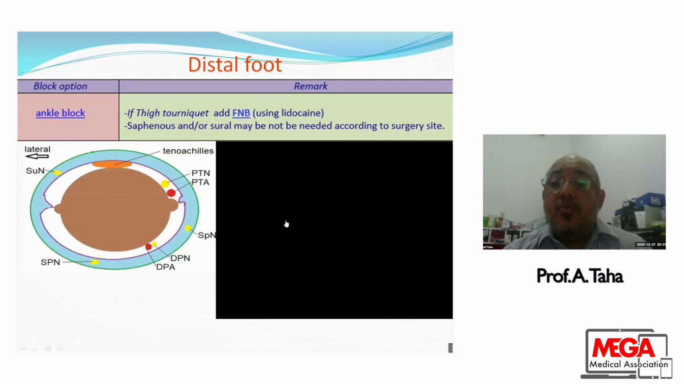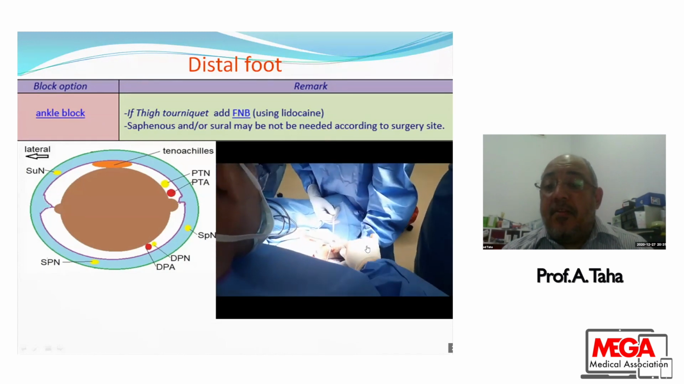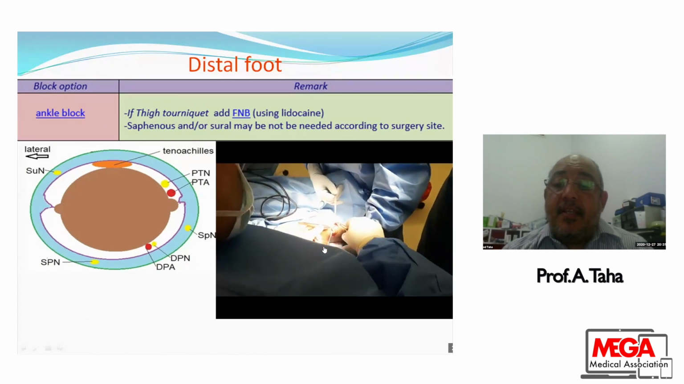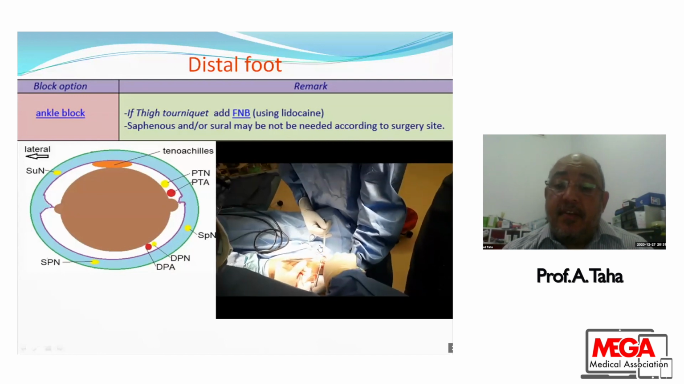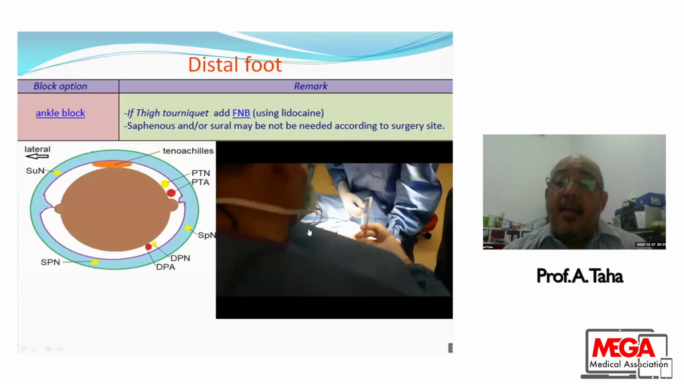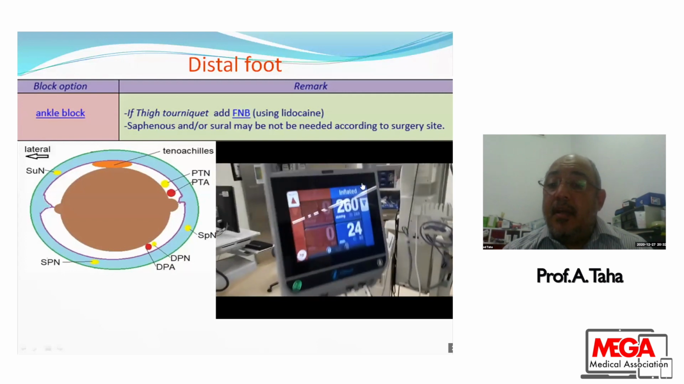In this video, we'll show a surgery done in the foot. Under tourniquet, the patient received ankle block for the surgery site, but because of the tourniquet, we add femoral nerve block.